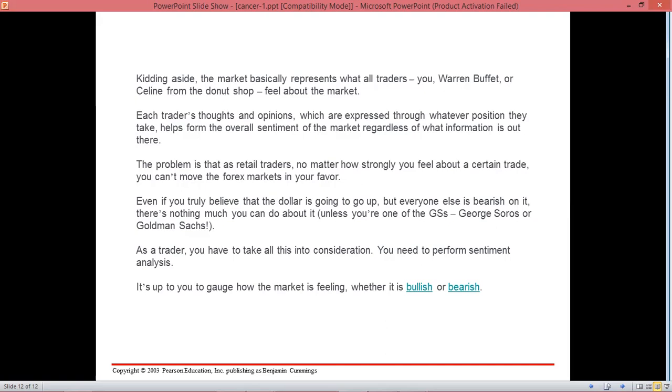So whatever position you are taking, maybe you are buying, you are selling, it steps to form the overall feeling, the overall expression of what the market is doing, regardless of whatever news is out there, what you're actually doing now. You understand? The problem is that as a retail trader, no matter how strong you feel about a certain trade, you cannot move the forex market in your favor.